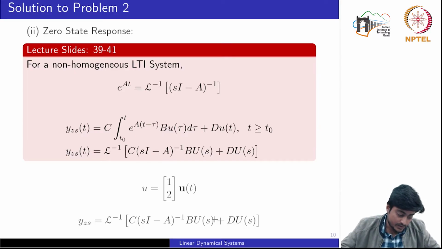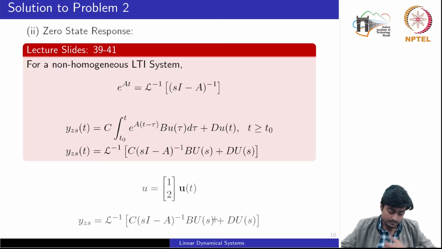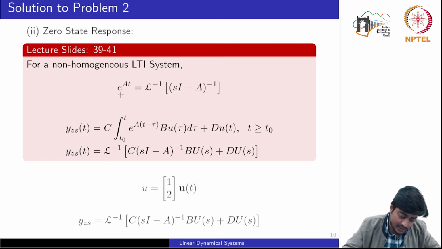For computing the zero state response, you can refer to slides number 39 to 41, where we have considered a non-homogeneous LTI system. Here we have shown explicitly how you can compute this exponential matrix by using the Laplace transforms. Recall that the zero state response is given by this equation, where you need to compute the integral of this exponential matrix, which is a bit complicated procedure. So as an alternative, you can simplify it by using the Laplace transform.